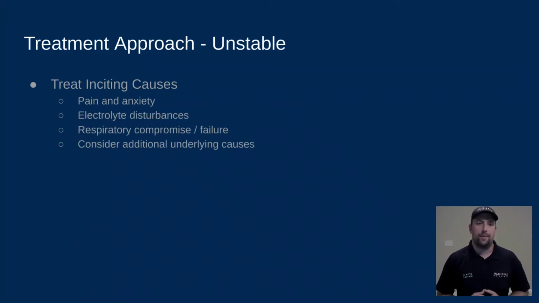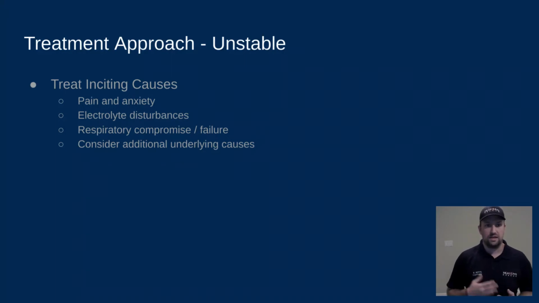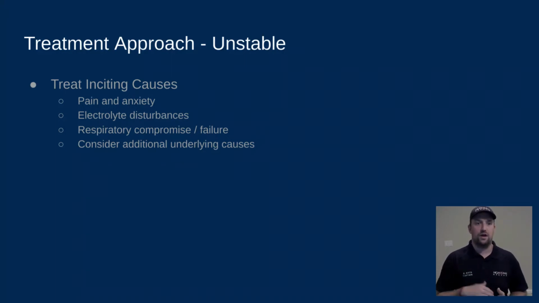For the unstable population group, we'll look at three things. One, we'll treat and optimize. Two, we'll provide blood pressure support. And three, we'll eventually do rate control. First though, let's look at treating inciting causes. So inciting causes mean things that are making the AFib RVR occur.